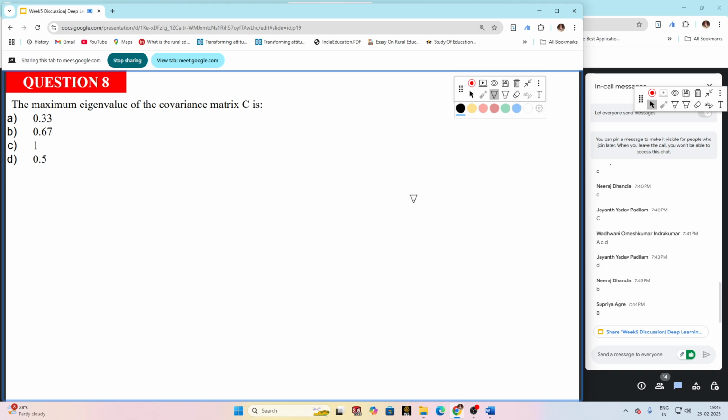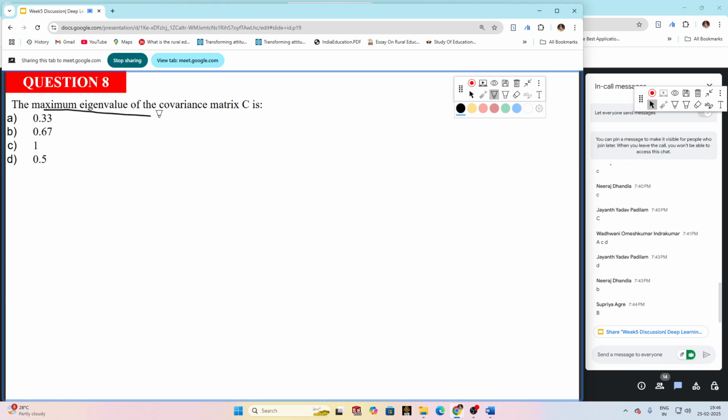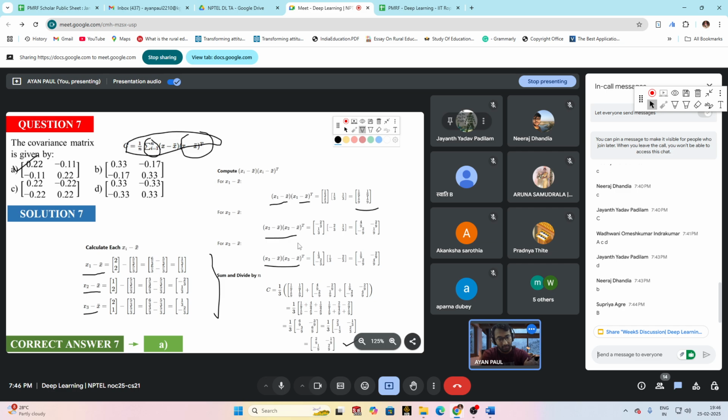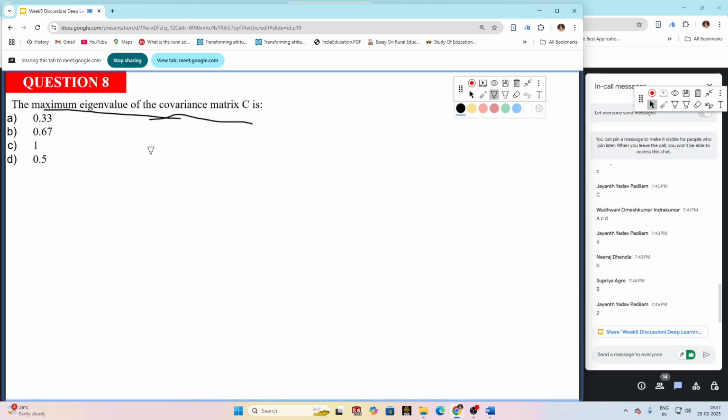Okay, so the maximum eigenvalue of the covariance matrix C is asked. We got this covariance matrix, that is 2/9, minus 1/9, minus 1/9, 2/9. Now we have been asked what is the maximum eigenvalue of the covariance matrix. How many eigenvalues will we get from this matrix? Not 4, 2, right? Yes, two eigenvalues. So what is the maximum of these two values?